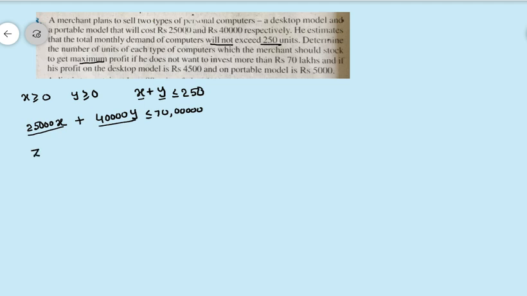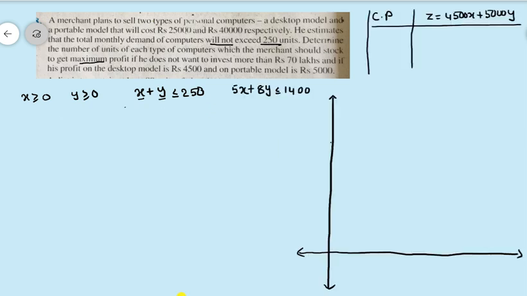Next, the third information is the objective function. Profit on desktop model is 4,500 into X. Profit on laptop model is 5,000 into Y, because he is purchasing Y. This is the total profit. Profit we have to get maximum, right? So these are: x greater than or equal to 0, y greater than or equal to 0, x plus y less than or equal to 250, 5x plus 8y less than or equal to 1400, and this is the objective function which we have to maximize.